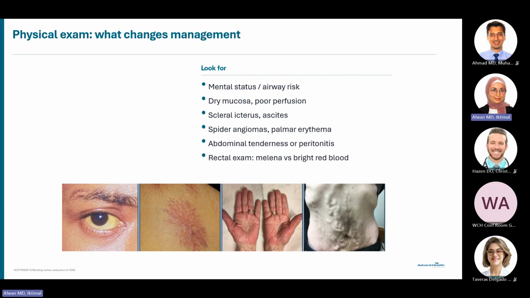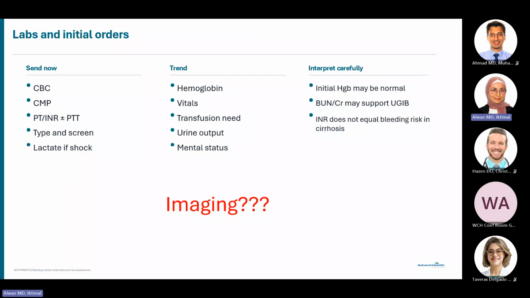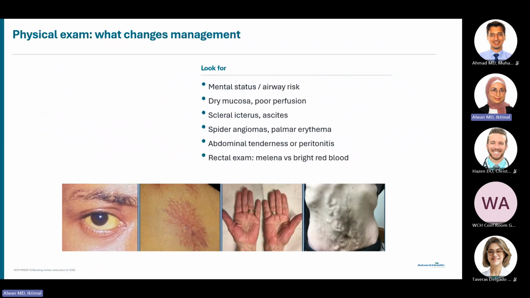And mental status. Why do we need to know what is the mental status and if the patient is encephalopathic? Right, because we need to emergently intubate, right? If the patient is not protecting their airways. So what kind of labs do we need to send for upper GI bleeding?